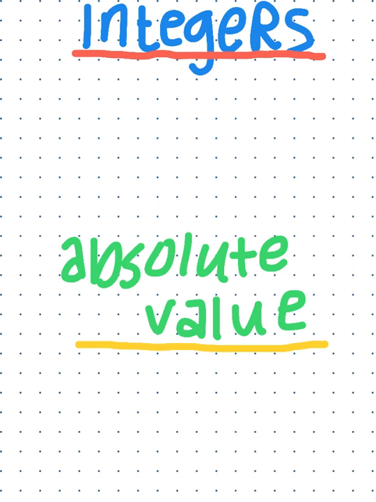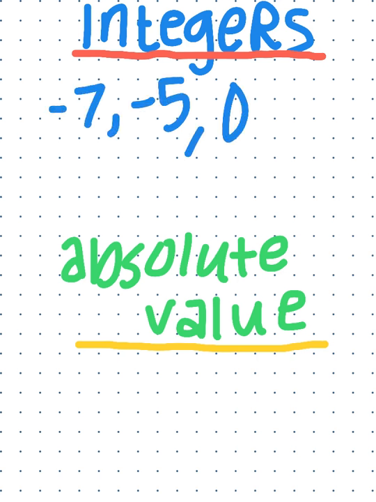Alright, so the first question that we probably have right now is, what exactly is an integer? Well, an integer is any number including 0. So that includes negative numbers, 0, and positive numbers, and on and on. So any number, including 0, is an integer. Okay? Now, what is absolute value?